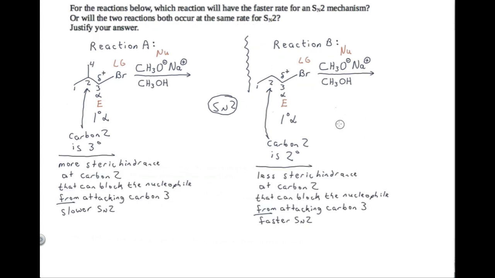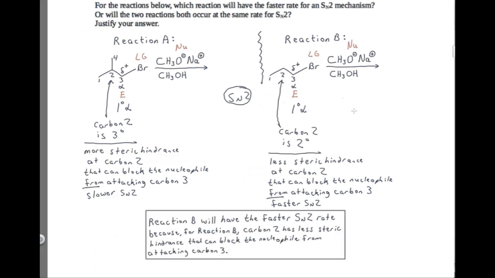So here's our logic. This starting material has less steric hindrance at carbon-2 that could block the nucleophile from attacking carbon-3. And therefore, we have a faster SN2 in this case. And this molecule has more steric hindrance at carbon-2 that could block the nucleophile from attacking carbon-3, which gives this reaction a slower SN2 reaction. Remember, the big obstacle to SN2 reactions is steric hindrance.